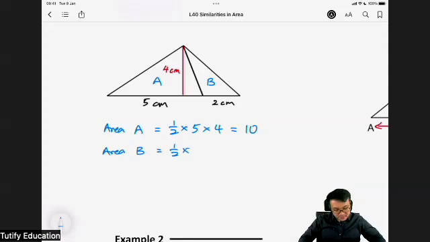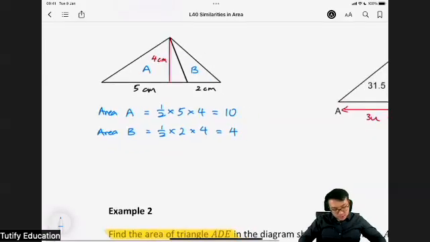Now, let's find the area of triangle B. Half times the, what is the base? 2. And the height? 4. And what do we get? 4. Very good. Let us compare the area of A and the area of B. The area of A is 10. The area of B is 4.